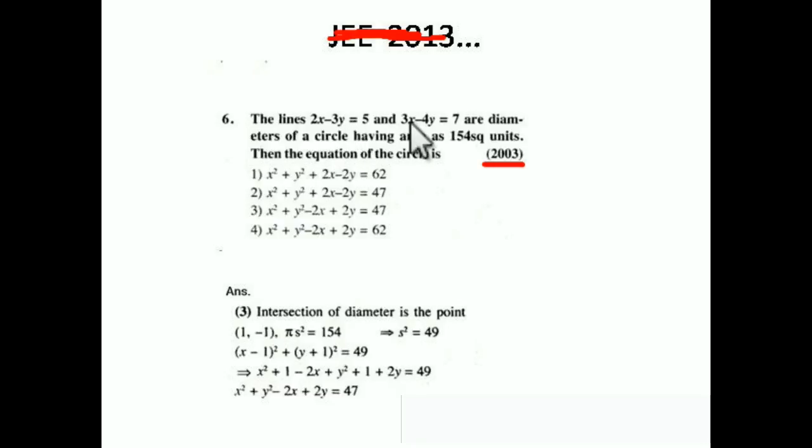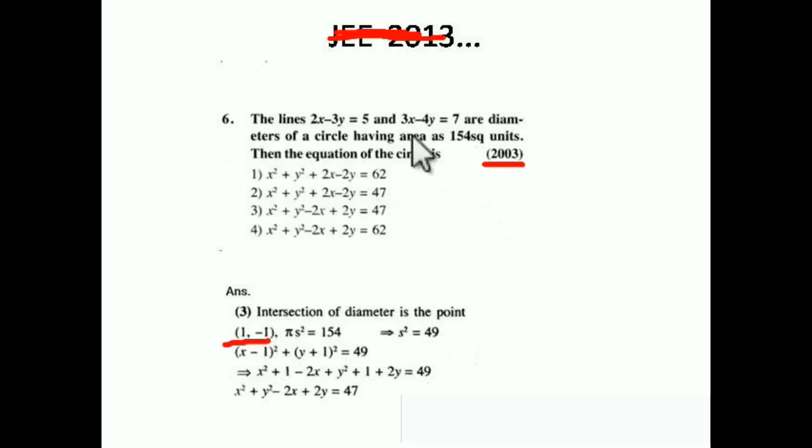See, these two lines are different. The intersection of these two diameters gives me the center point. So I find the intersection point of these two lines and I get the answer 1 comma minus 1. You can do this on your own. How? Just eliminate x. First multiply here by 3, then here by 2, then subtract equations 1 and 2 and you will get the y coordinate. Then put the y coordinate in this equation and you will get the x coordinate. So the answer is 1 comma minus 1, that is the center.